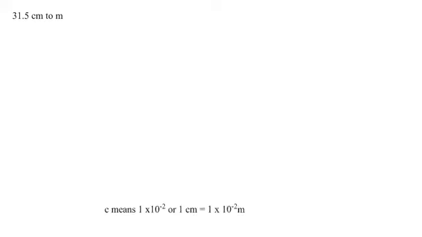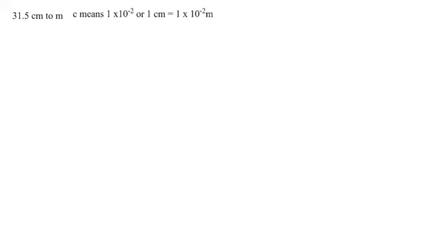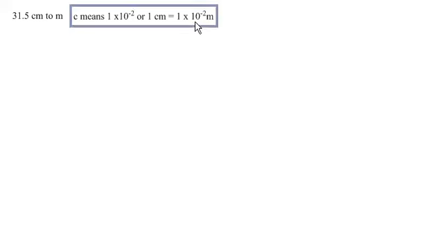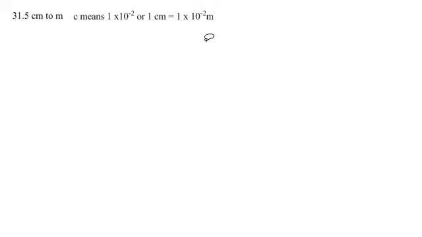First, you need to know your metric prefixes. There is a table of these in your textbook. You'll also be given one in class, and you need to know these. For instance, C means 1 times 10 to the negative 2. What this tells us is that 1 centimeter equals 1 times 10 to the negative 2 meters. They're equal to one another.